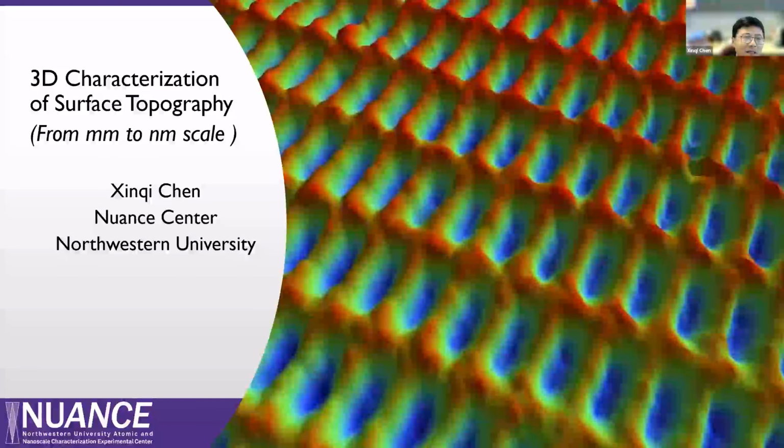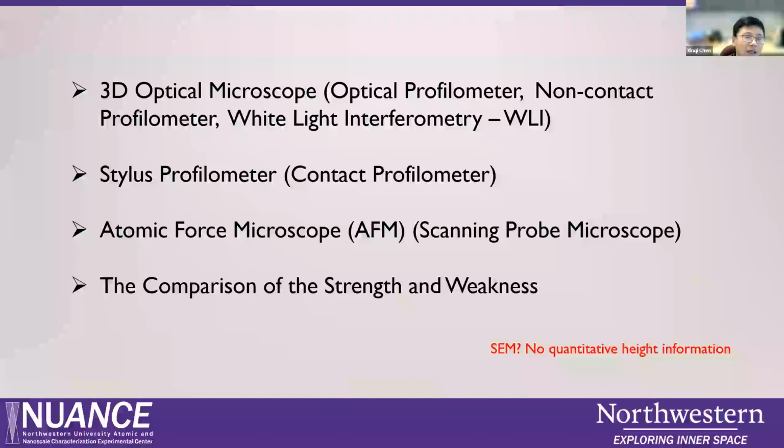Okay, next slide. Here we talk about 3 different tools. The first is called the 3D optical microscope, also called an optical profilometer, non-contact profilometer, or white light interferometer. These are different names for the same thing. This is basically the optical profilometer.